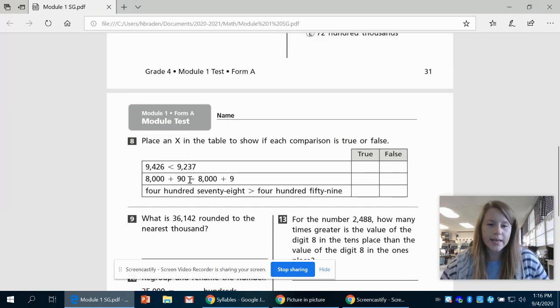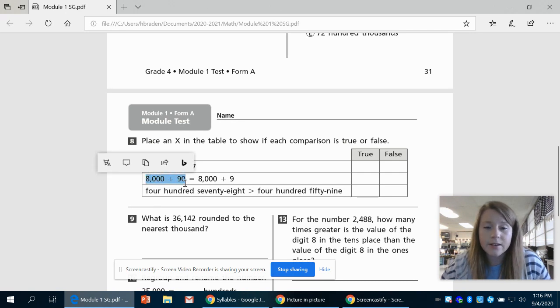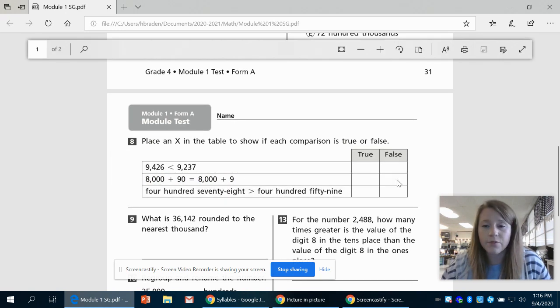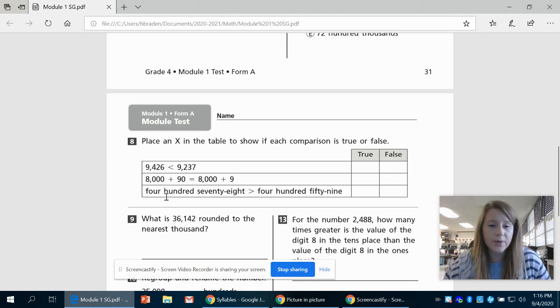All right. Now we have 8,000 plus 90 is equal to 8,000 plus 9. Well, I have to have the same thing on one side of the equal sign as the other, and I don't have that. I have 8,000 plus 90 on that side, and then 8,000 plus 9 on that side. So they are not equal. That is false.